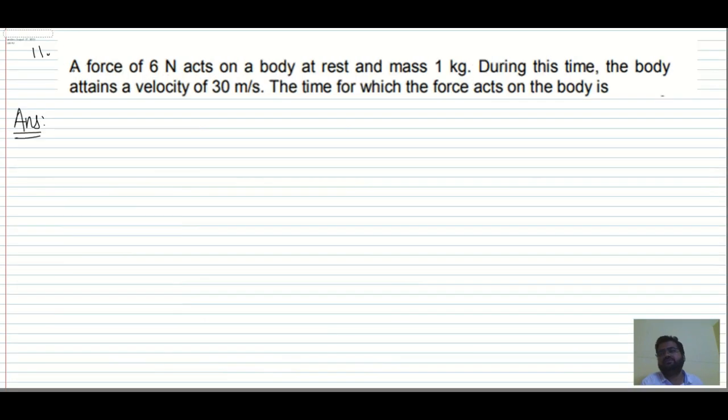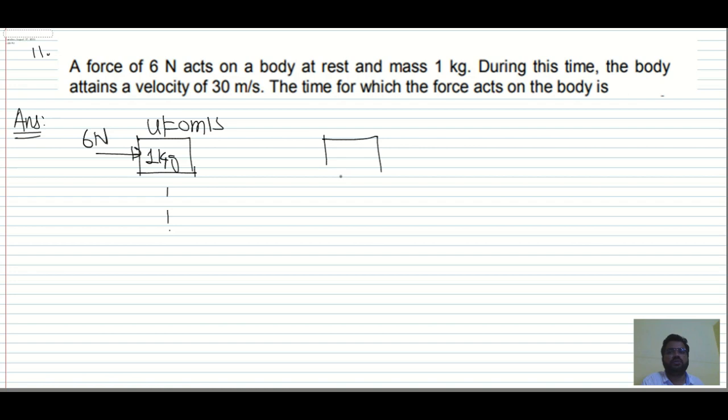Now the next one, 11th question. A force of 6 Newton acts on a body at rest. So one body is there which is at rest. Initial velocity is 0 given. Mass is 1 kg and 6 Newton force is acting on it. During this time, the body attains a velocity of 30 meter per second. The time for which the force acts is, okay, so what is the time for which the force acts so that the velocity attained by the body is 30 meter per second.